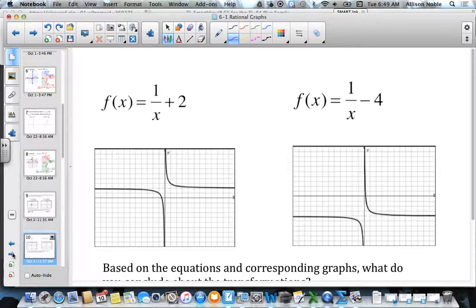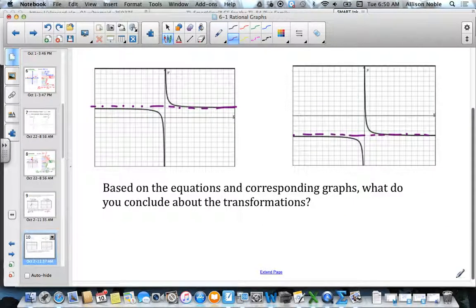Then if we're adding 2 on the outside of our function and subtracting 4 on the outside of our function, if you notice, that is moving our horizontal asymptote up 2 in that case, and in this case down 4. So up 2 and down 4.